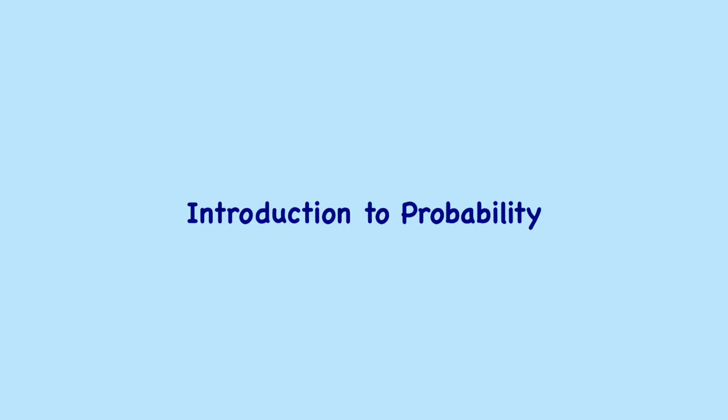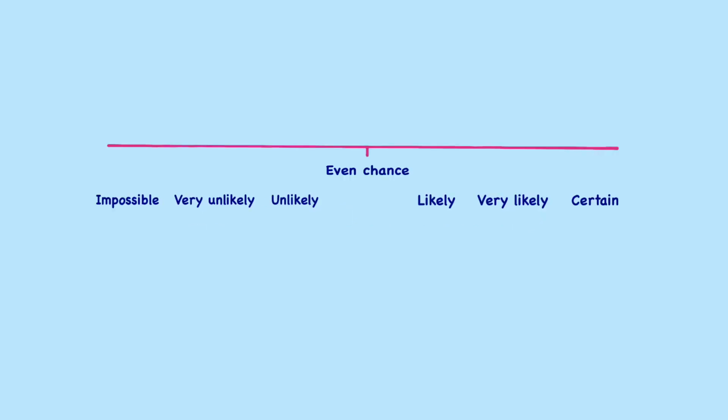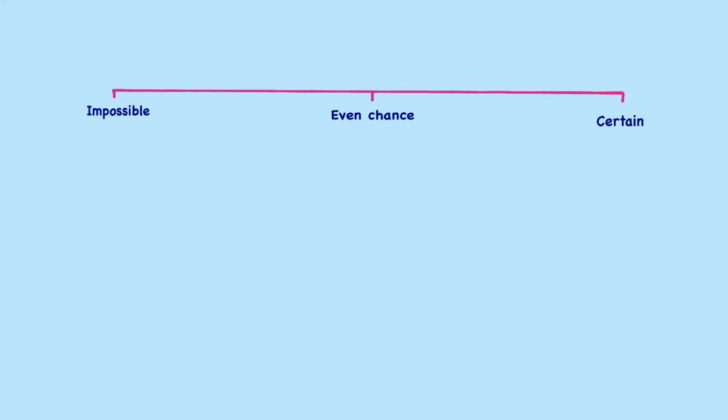Introduction to probability. You can describe probability in words. For example, impossible, very unlikely, unlikely, even chance, likely, very likely, or certain. However, in maths, you're more likely to use fractions, decimals, or percentages. Let's look at 3 different outcomes.